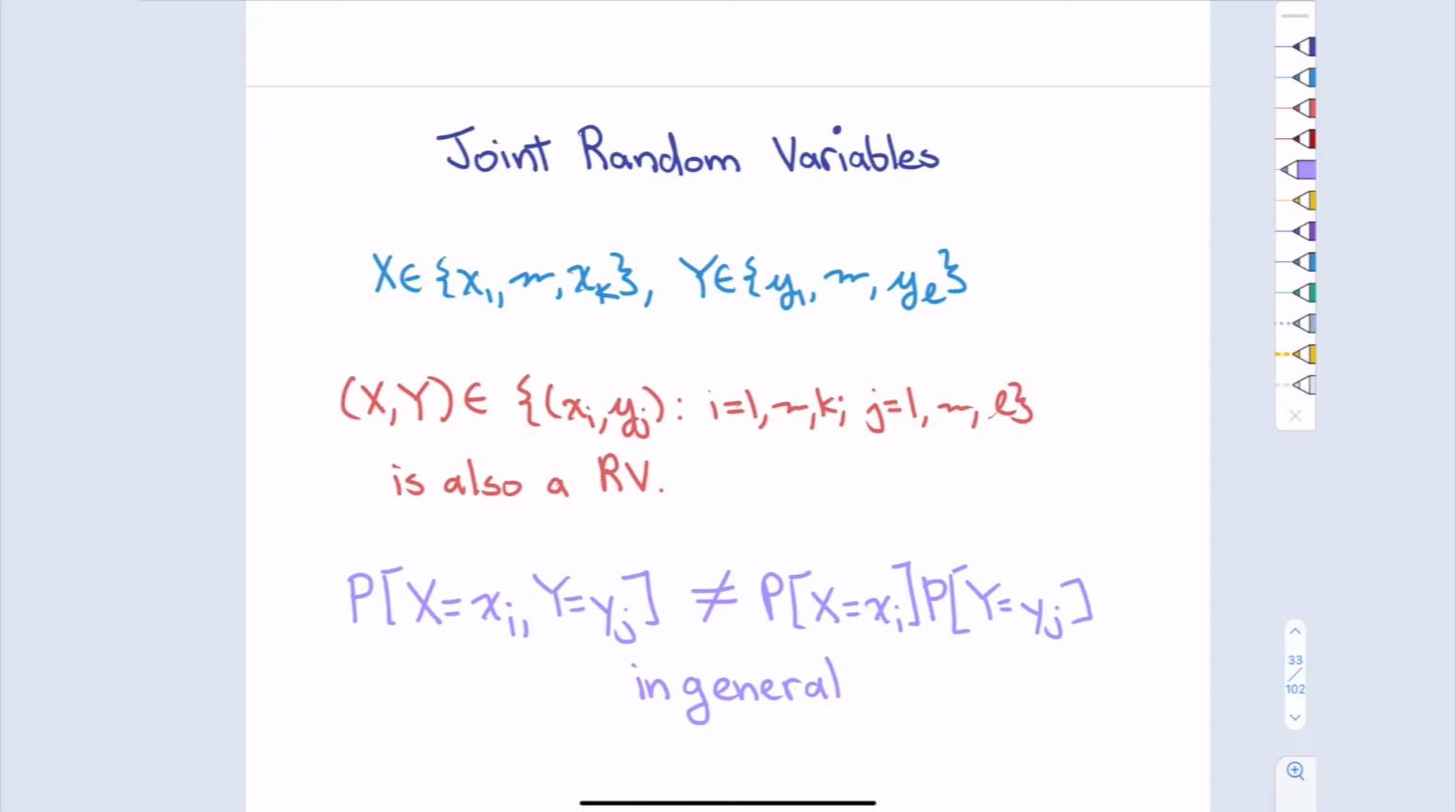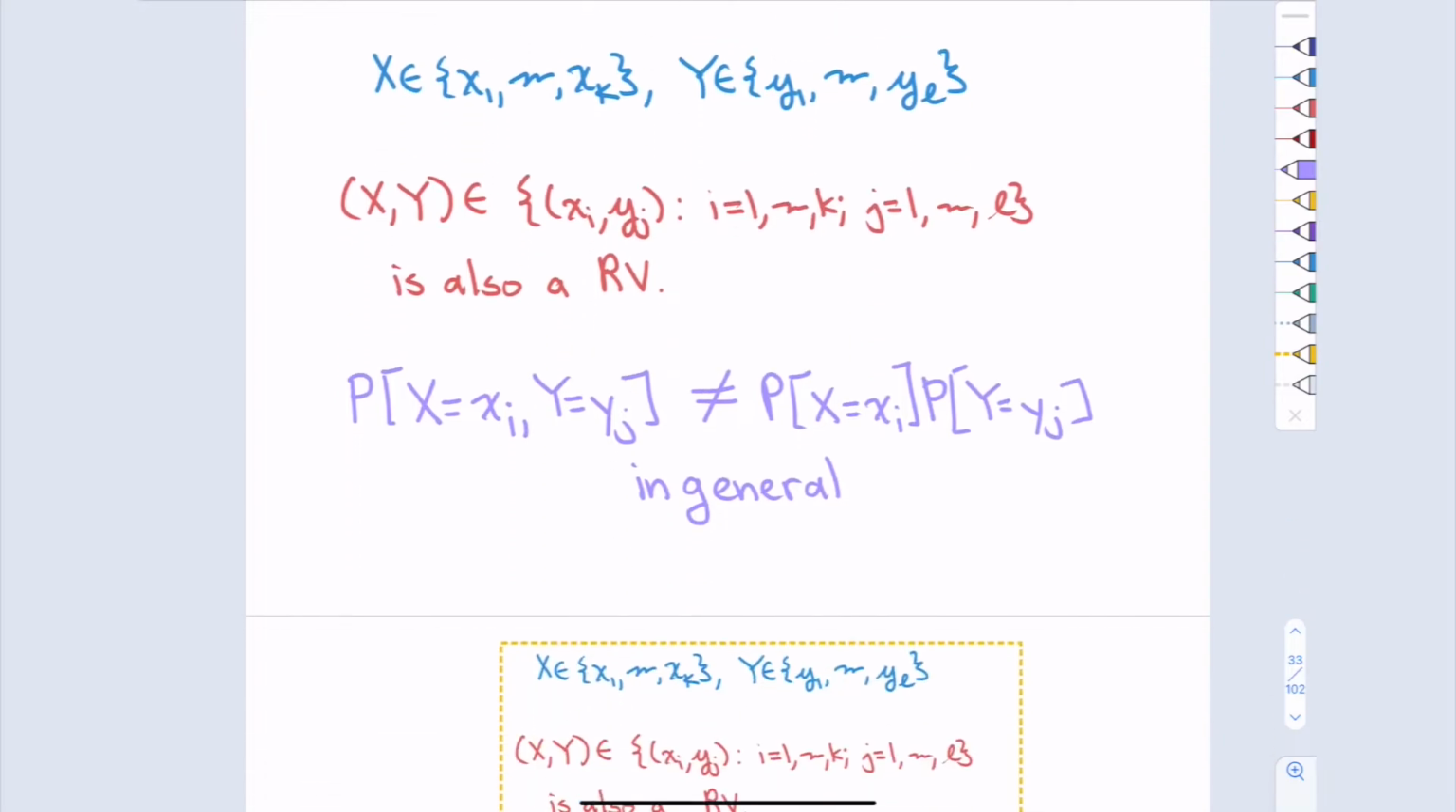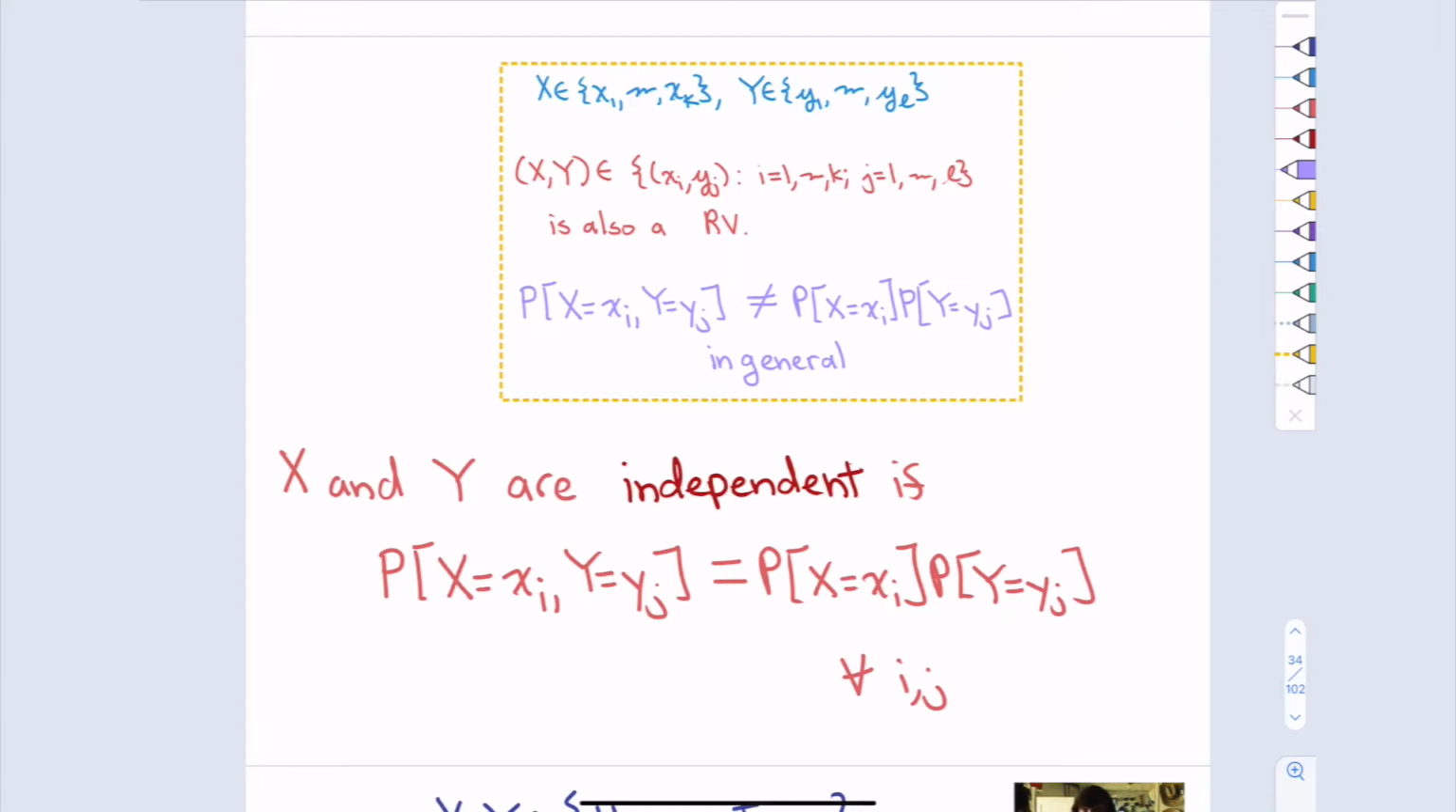And as usual, we should caution that unless we knew a lot about X and Y in general, the probability that X is equal to some value and Y is equal to some value is not equal to the probabilities taken apart, especially if X and Y are related. When that equality does hold for all possible values of X and Y, then they're independent. In fact, you can look at this X equals xi event as an event and Y equals yj as an event and go back to our definition of independent events, and it's exactly the same.